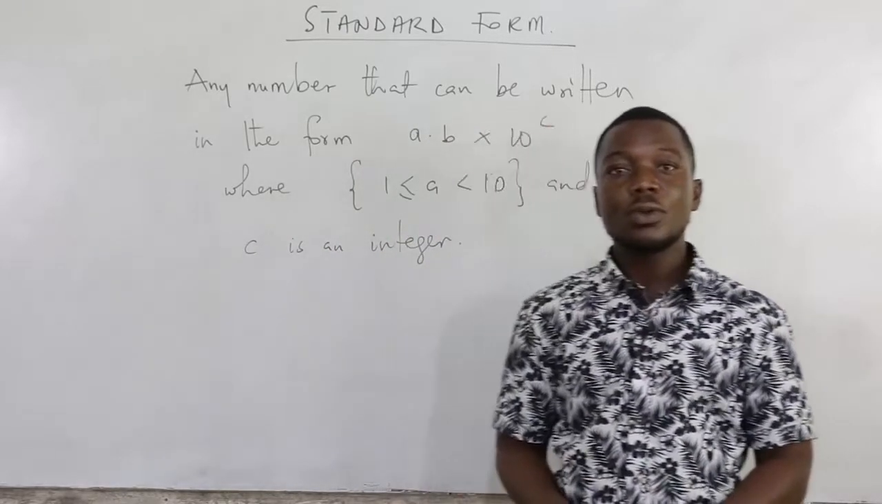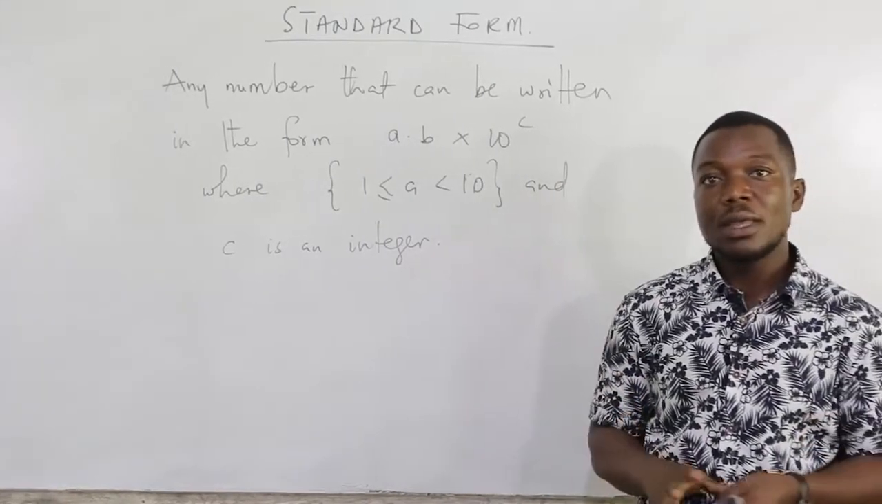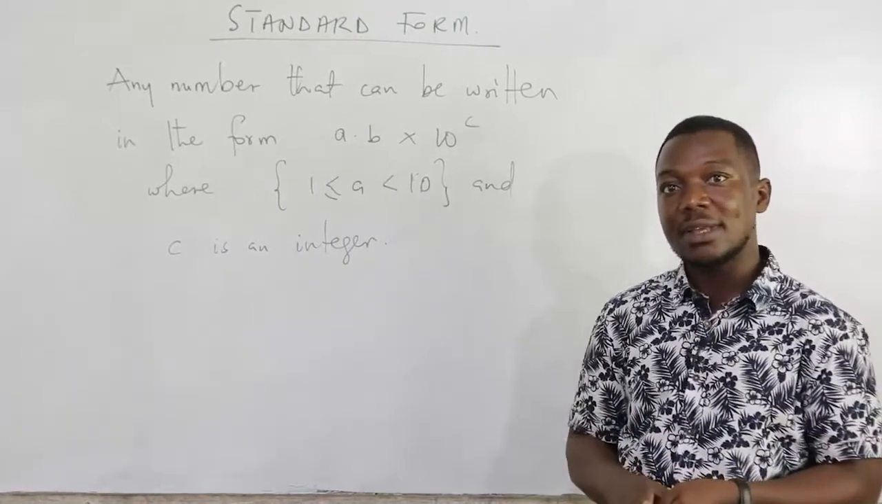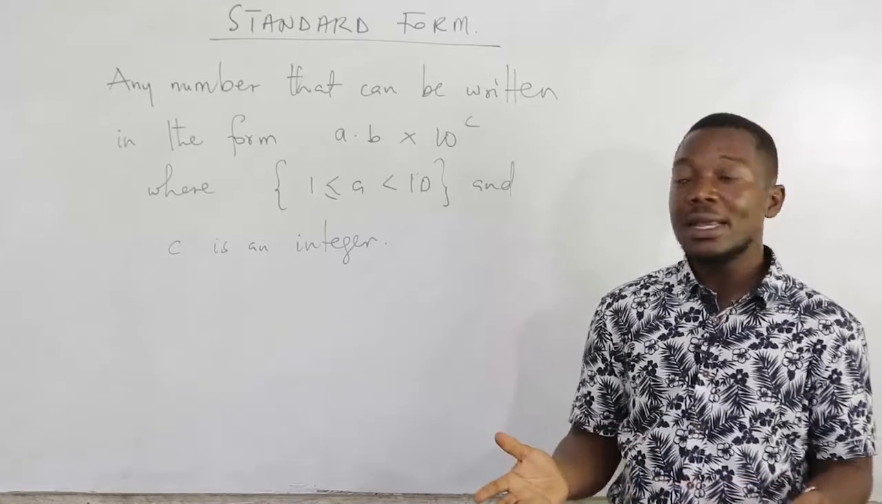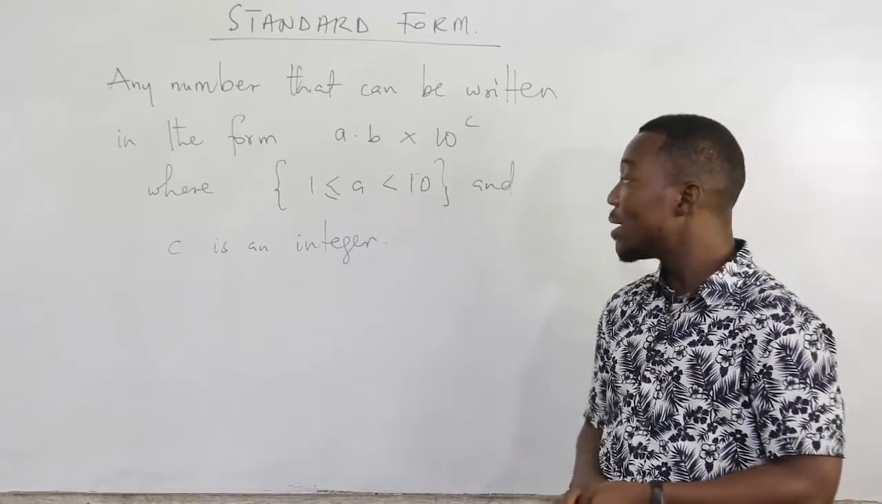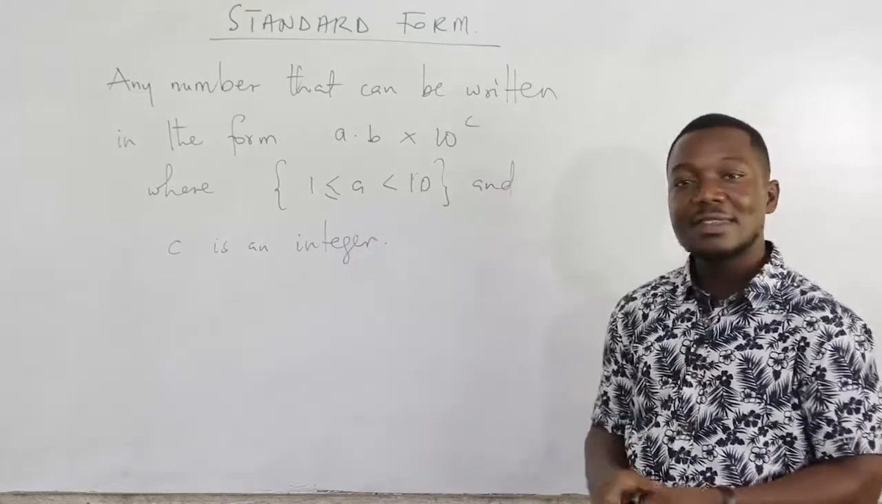All right, so let's look at the definition. We are saying that a standard form is any number that is written in the form a dot b times 10 raised to the power c, where the a lies between 0 and 10, or we can say that a is greater than or equal to 1 but less than 10. And then the c is an integer.